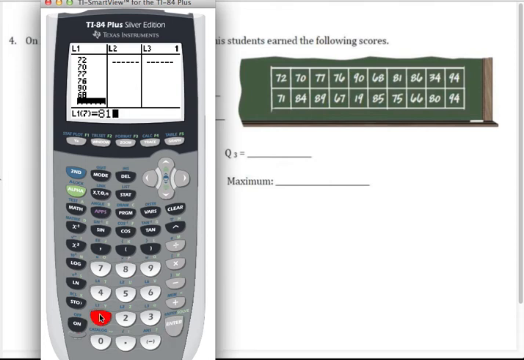So you're just entering it and then hit enter. 86, enter. 34, enter. 94, enter. I'll come back. There's another 94 there.